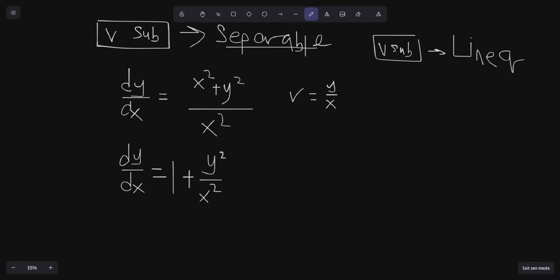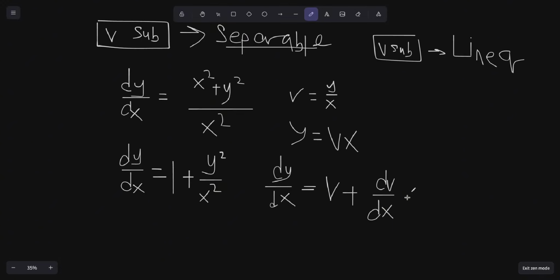So I'm going to let v equal y over x, and that means y is equal to vx. If I take the derivative of both sides, dy over dx is going to be a product rule, because v is a function of x. So I have v times the derivative of x, which is just 1, plus the derivative of v, which is dv over dx, times x.